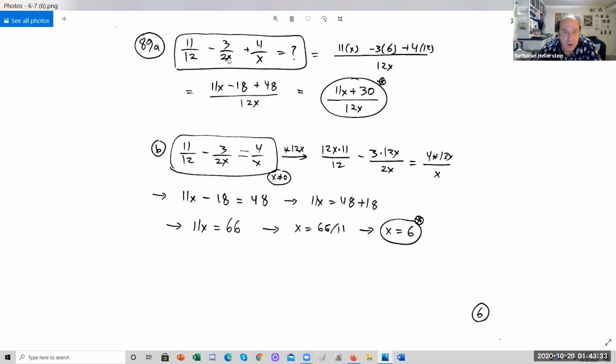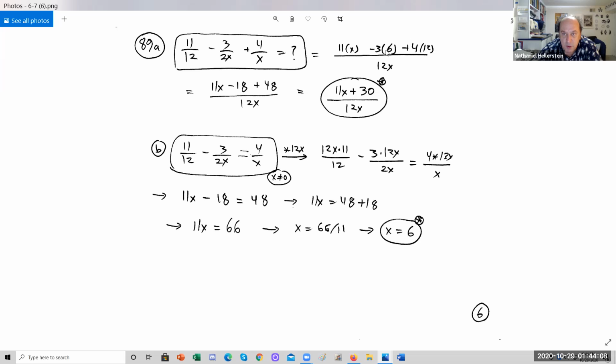11 twelfths minus 3 over 2x plus 4 over x. 12, 2x, and x, well, the least common multiple has to have an x. It has to have a multiple of 12 and 2, and 12 will do. So 12x is the least common denominator. So 11 over 12 is 11 times x over 12x. 2x goes into 12x 6 times, so we have minus 3 times 6. x goes into 12x 12 times, so this becomes 4 times 12 over 12x.